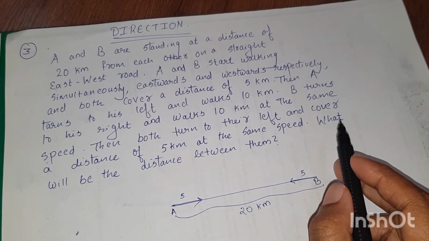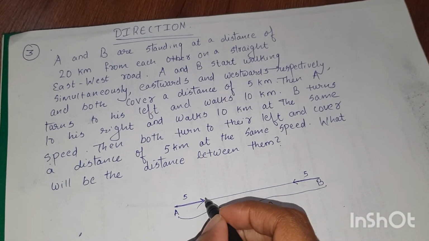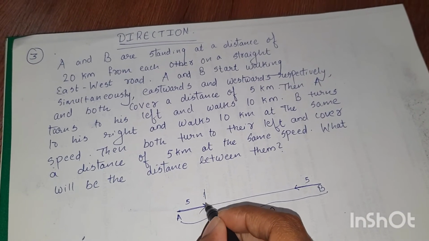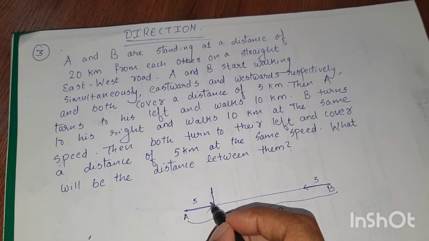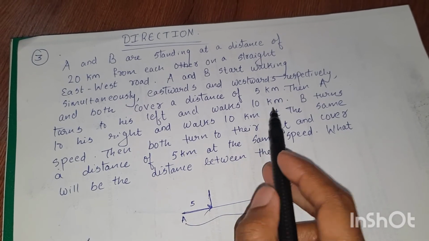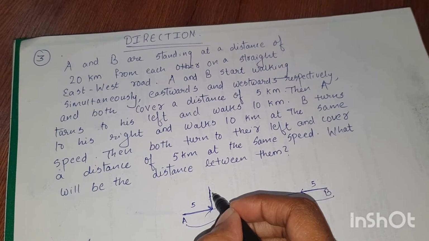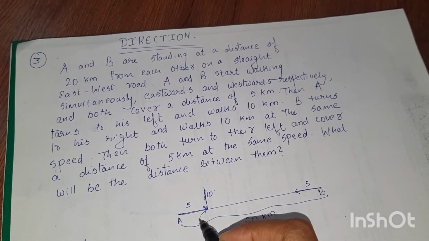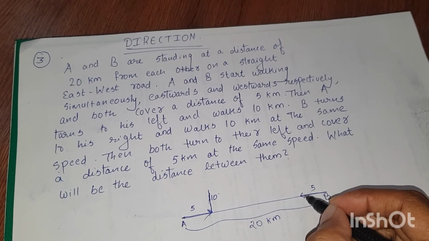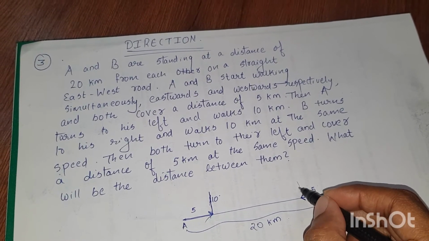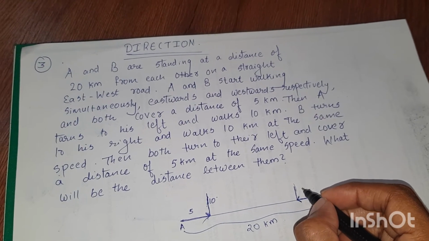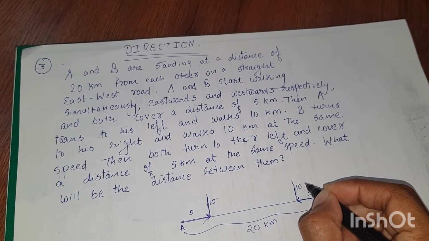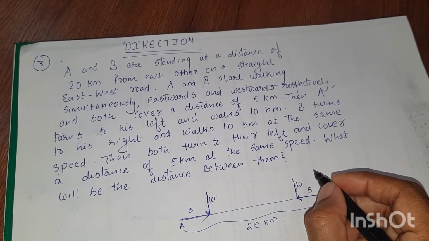Then A turned to his left. Suppose A is standing here, then A's left is here. So A turns to his left and walks 10 km. B turns to his right. B's right is this direction. So B turns to his right and walks 10 km. He also walked 10 km at the same speed.